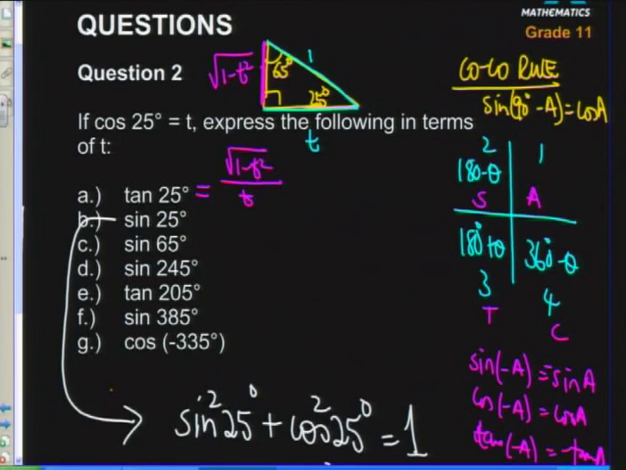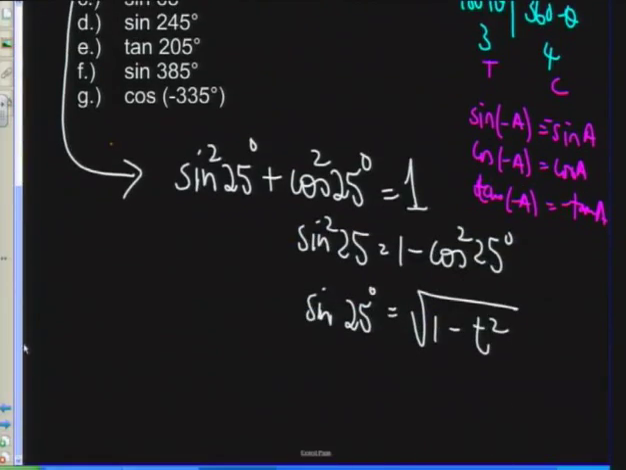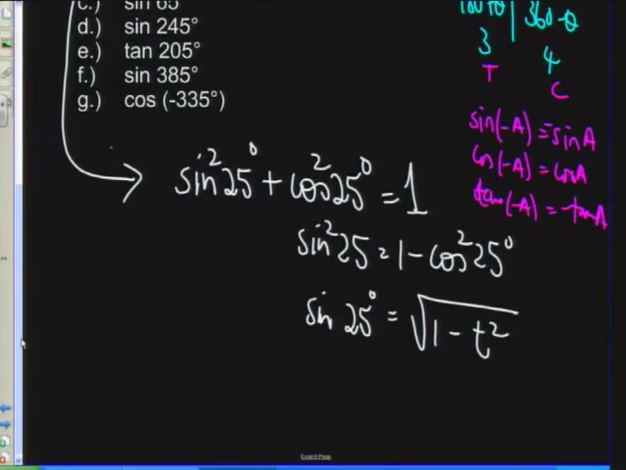Sine of 65 I don't really have to go into. It's the same thing as cos 25 as a cofunction, or it's t over 1, whichever way you'd like to look at it. What I am interested in is, how do we reduce sine of 245? So what is the sine? And this is question D. What is the sine of 245?